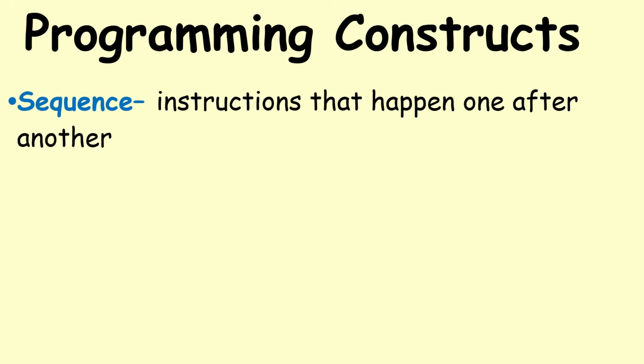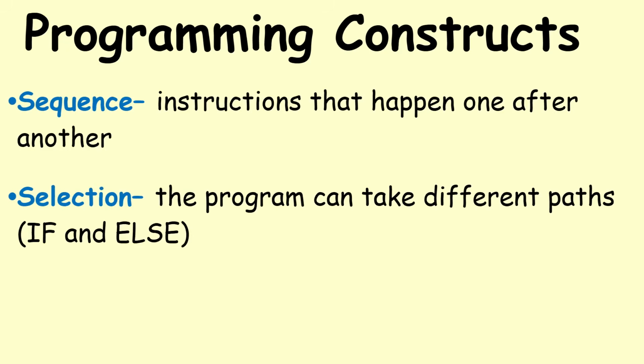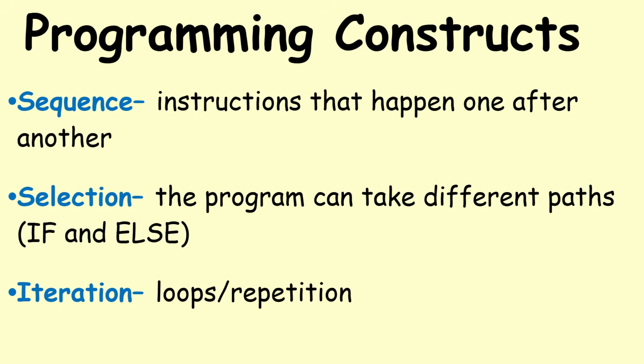The programming constructs, we've got sequence, where instructions happen one after another. Selection, which will usually be our if and else, although can sometimes be switch case, and the program can take different paths. And then iteration, which we know is our loops or our repetition.